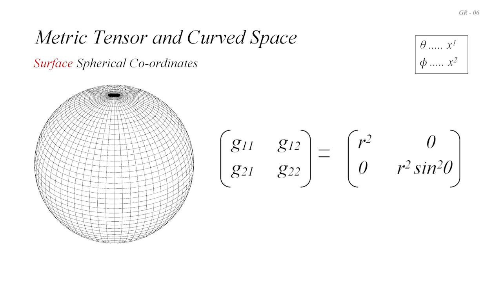Of course, given the fact that r is a constant property of the space, the only variable within this metric tensor is theta, which appears in g22 in the form of sine squared theta. In other words, this particular metric tensor is not constant over the whole of the space, over the whole of the surface of the sphere.